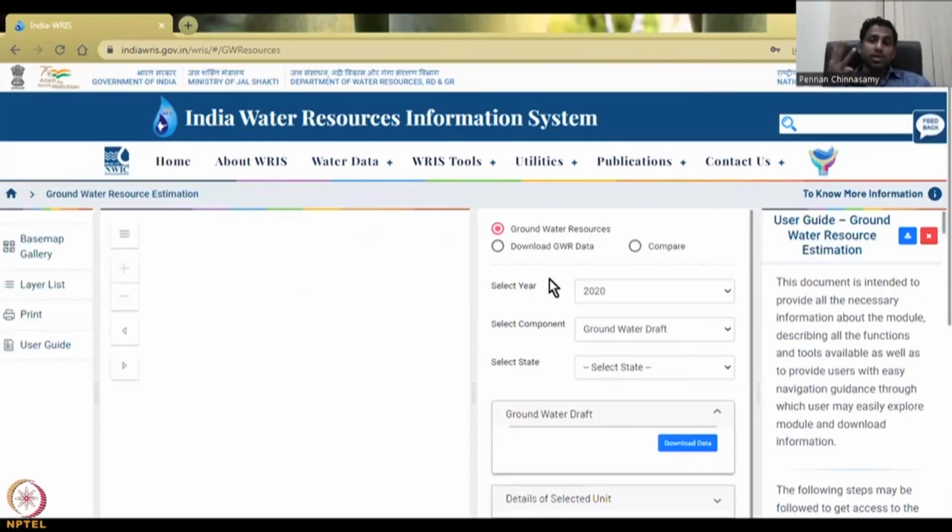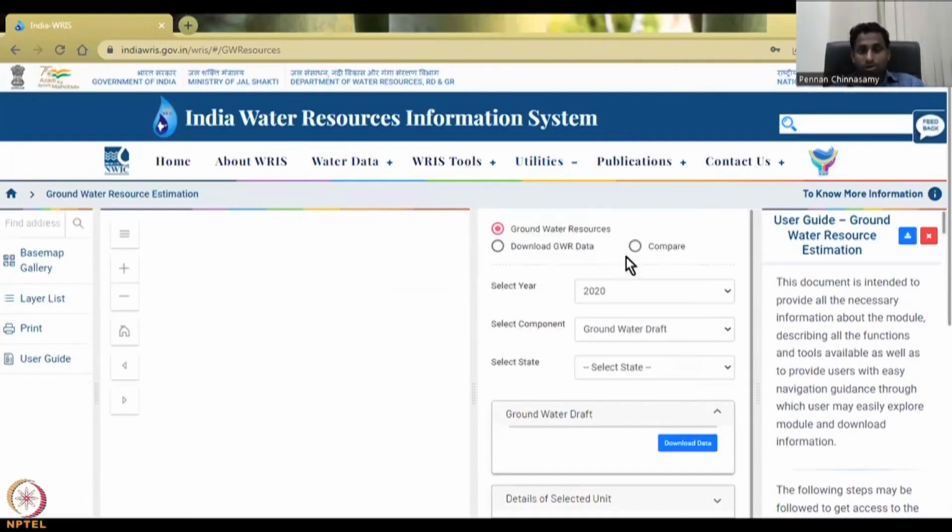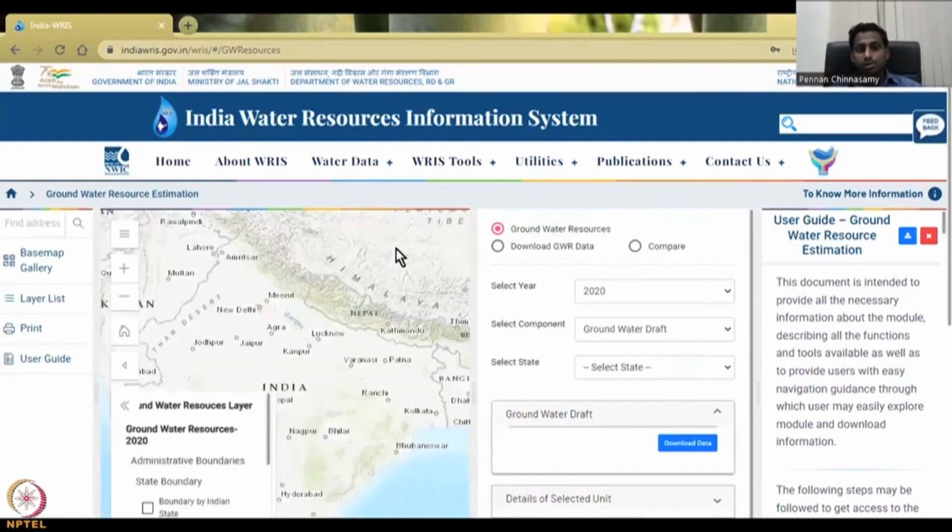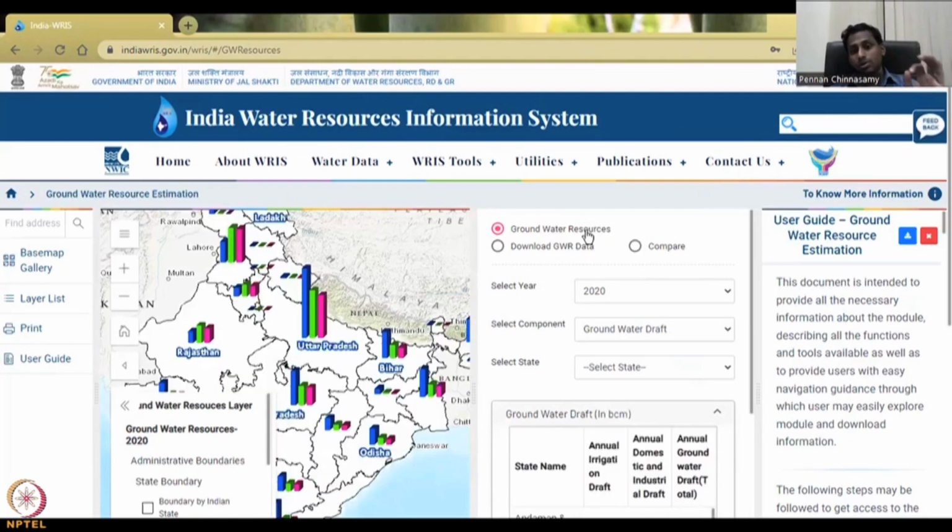Okay, there are three different tabs within this major website for groundwater resources. You can see GW resources, and slowly, as per your internet speed, the data comes up. You have groundwater resources, just the assessment of groundwater resources. See how the data is populating by use of internet, and then the download groundwater data or compare. Let's start with the groundwater resources and understand what this data is.